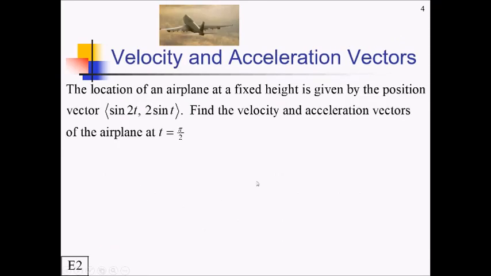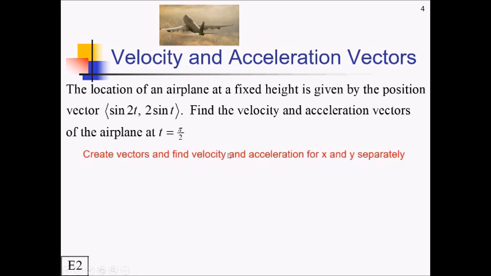For this next example, we have the location of an airplane at a fixed height given by this position vector right here. We want the velocity and acceleration vectors of the airplane at t equals pi over 2. So we need to, in general, find the velocity and acceleration vectors in terms of t. Then we need to actually plug in pi over 2 to get some actual numbers in the vectors. So we'll do the velocity vector first.